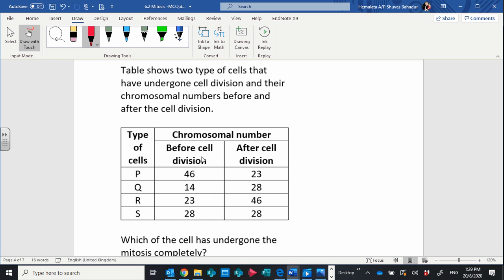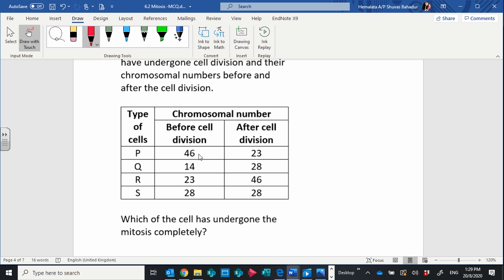Now look at this question, before and after cell division. P, before cell division is 46 and after cell division 23. So it simply looks like 2n becomes n, half of it. Q, 14 becomes 28, so when you count back everything, you have 28. So it sounds more like it has duplicated. R, 23 becomes 46, duplication again. D, for 28 it remains the same before and after. There's no duplication at all, the balance is 0.